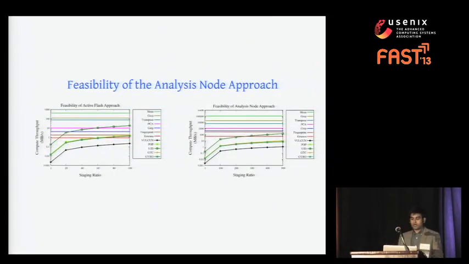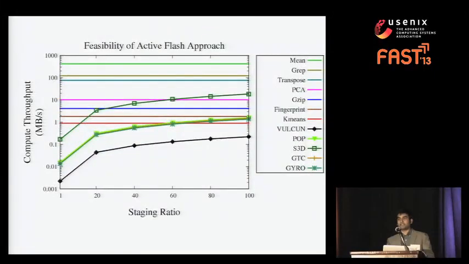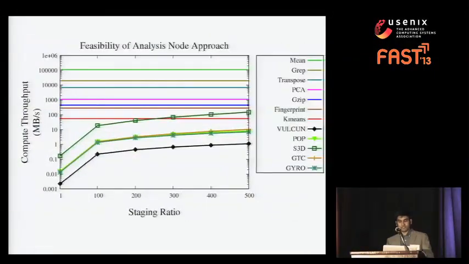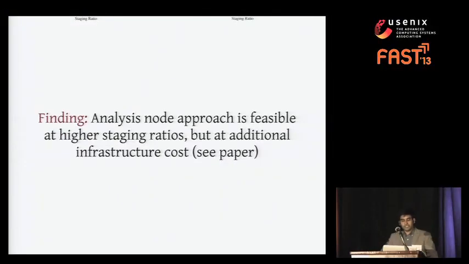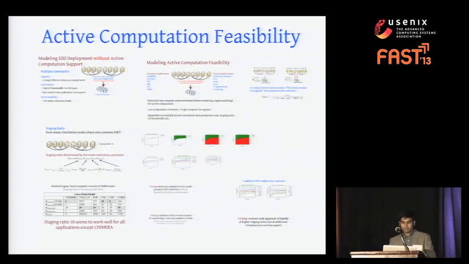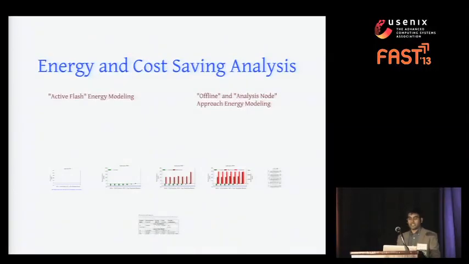Finally, we can do the same thing for the analysis node, and this is the graph that I showed you for active flash. Obviously, this looks better for the analysis node because they are beefier cores, so you can support most of the applications. But here's the thing: the analysis node approach is feasible at higher staging ratios compared to active flash, but it comes at additional infrastructure cost. With that, we'll move to energy and cost saving analysis.